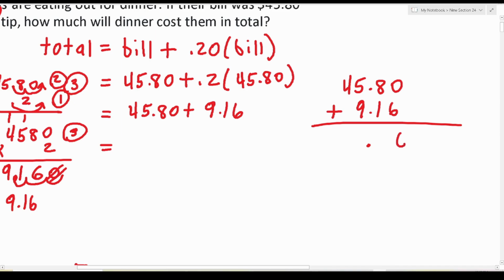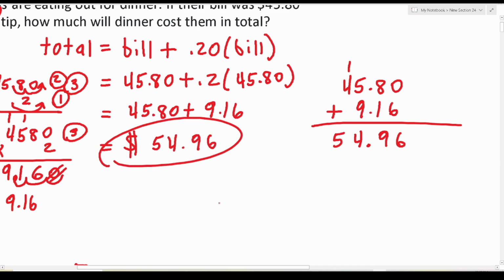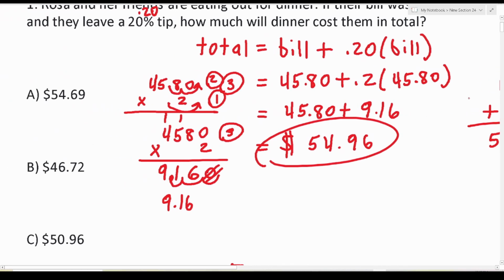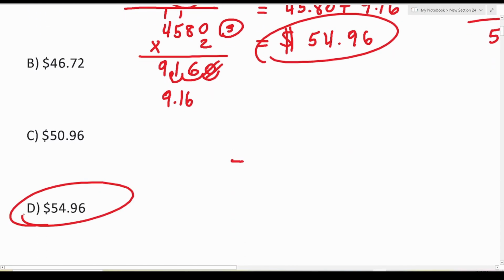So 0 plus 6 is 6. 8 plus 1 is 9. 5 plus 9 is 14. Carry a 1. 1 plus 4 is 5. So in total, including the 20% tip, we can see they spent $54.96, which is answer choice D in this case. Okay, so that's that one.